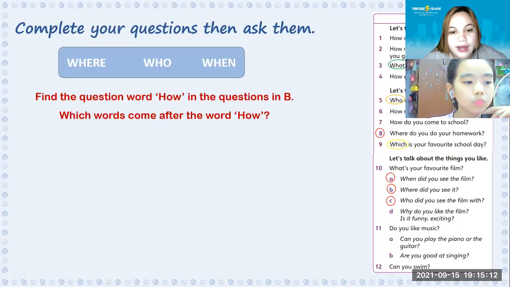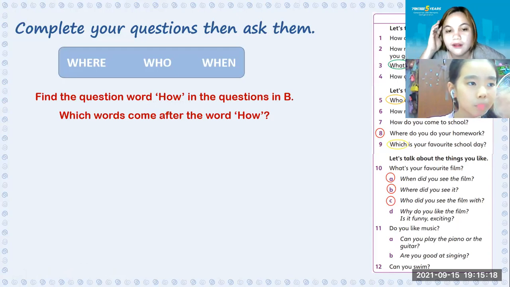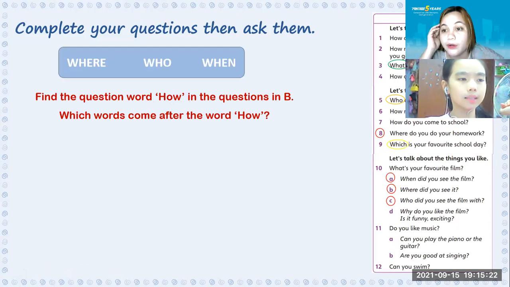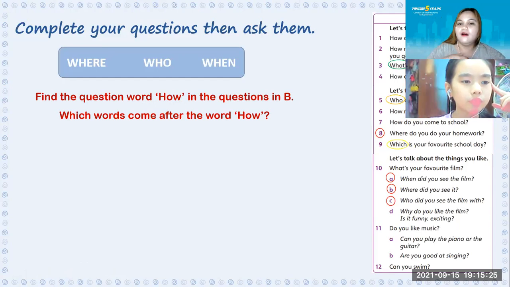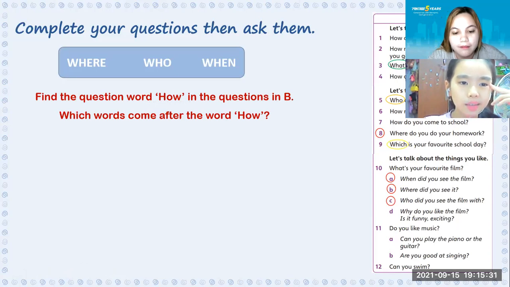For the find the question word how in questions in letter B. Okay, so look at the questions here, Akiko. What words come after the word how? What are the words that you can see after the word how? Is, how many of them? Okay. Yeah, so those are the words that come after the word how. Our next one.